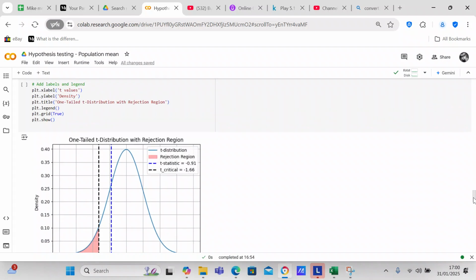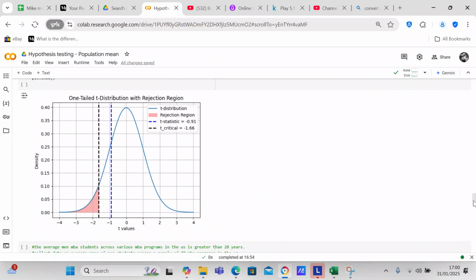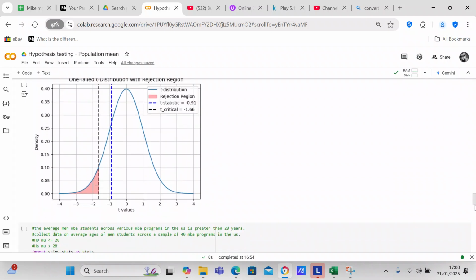So that's how you do that one. It's a little bit difficult to do, and then you have to do it with trial and error.